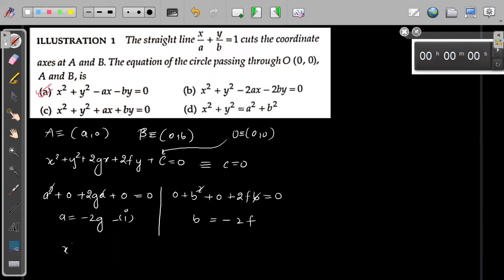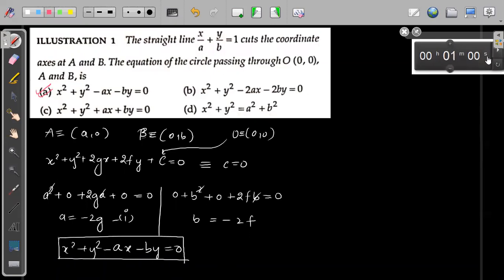So this will become x square plus y square minus ax minus by is equal to 0. This is the equation which we'll get. That means the answer is A. Everyone understood? Fine. Copy it, check it. Okay, very good. Next.